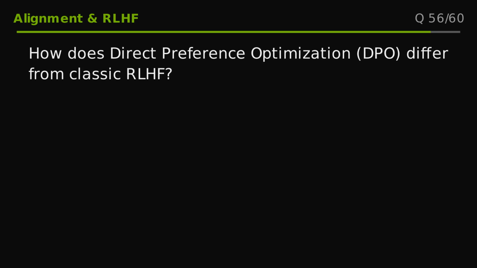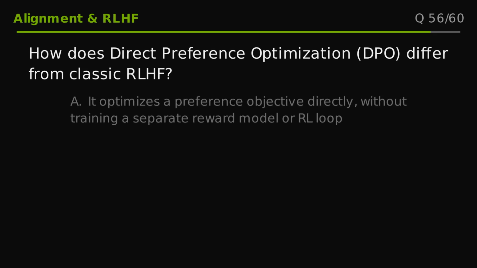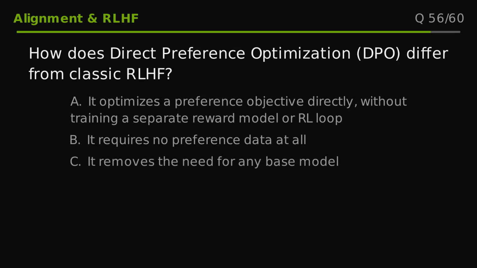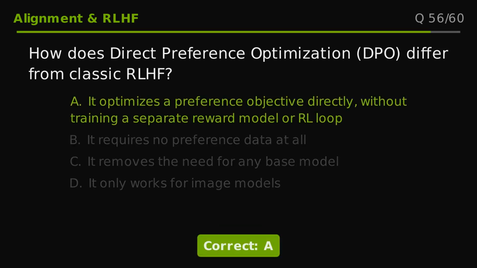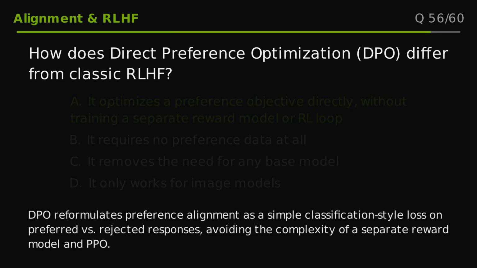Question 56. How does direct preference optimization, DPO, differ from classic RLHF? Option A. It optimizes a preference objective directly, without training a separate reward model or RL loop. Option B. It requires no preference data at all. Option C. It removes the need for any base model. Option D. It only works for image models. The correct answer is A. DPO reformulates preference alignment as a simple classification style loss on preferred versus rejected responses, avoiding the complexity of a separate reward model and PPO.